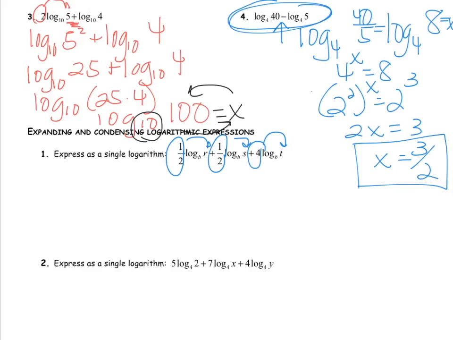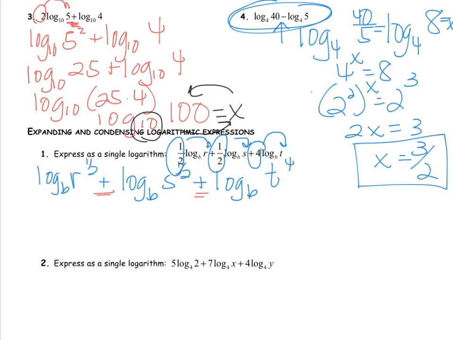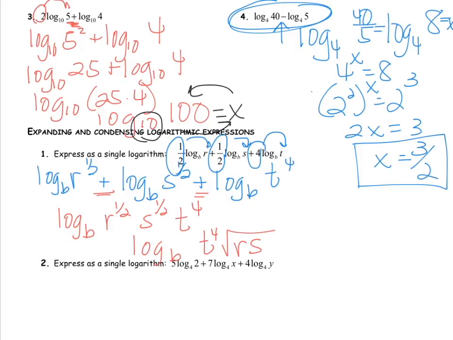So what do I have right now, just moving those? Log base b of r to the 1/2 plus log base b of s to the 1/2 plus log base b of t to the 4th. And it's all addition, so that's all multiplication. So that's log base b of r to the 1/2 times s to the 1/2 times t to the 4th. As good mathematicians that we are, the nice way to write this is log base b of t to the 4th times the square root of rs, because remember the 1/2 power means square root.